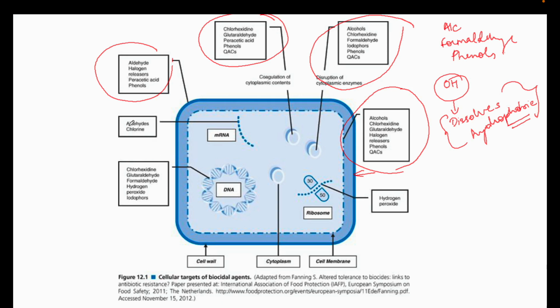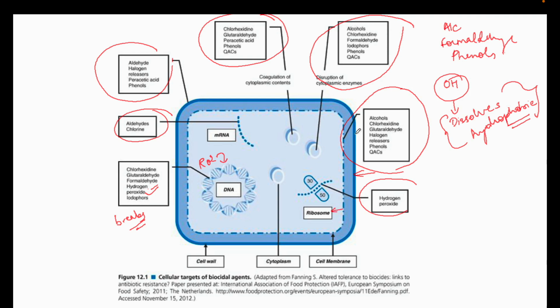And then we have aldehydes and chlorines, which mainly target the mRNA. Then we have different peroxides, hydrogen peroxide, formaldehyde, and aldehyde, which are able to form adducts or form reactive oxygen species, which target the DNA and can lead to DNA breaks. Hydrogen peroxide is also capable of targeting the ribosomes.